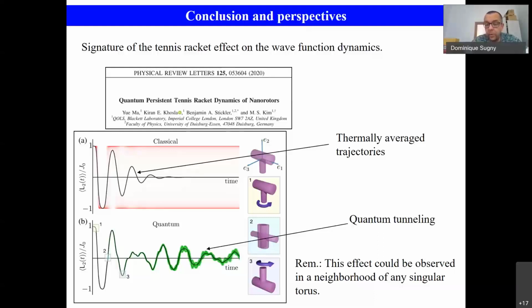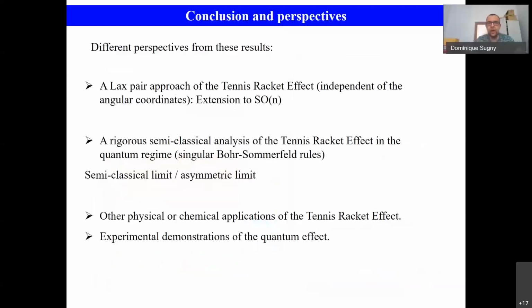But for that, I think we will need optimal control, to shape the laser field, in order to induce the rotation of the molecule around the transverse axis. So work is in progress on this point. And I'm just going to now finish my talk with some perspectives.